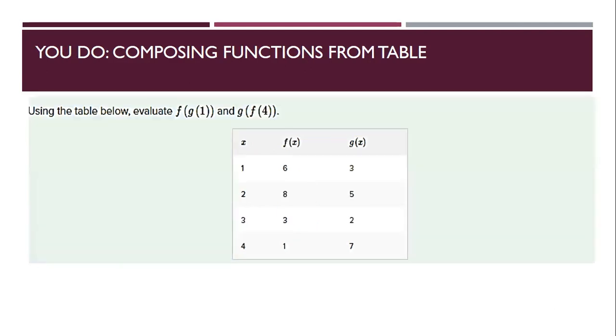All right, here you go. Do both. So you're going to find f of g of 1 and find g of f of 4 and then check with an elbow partner that you got it correct. Talk to each other and help each other.